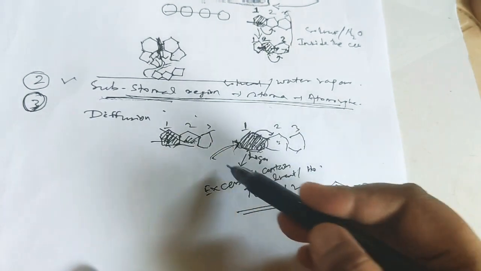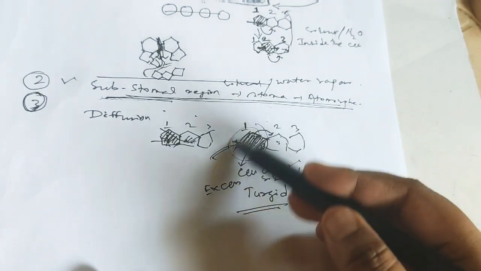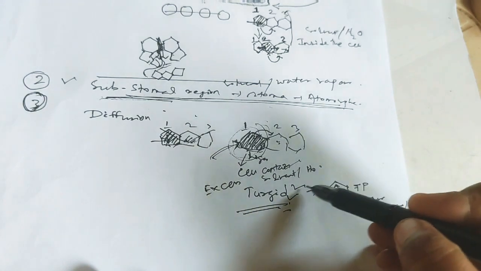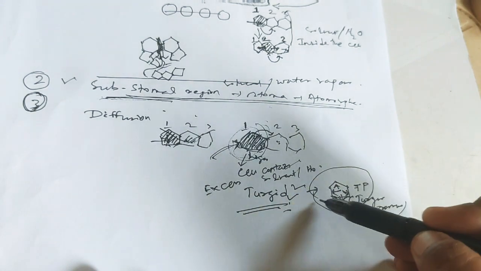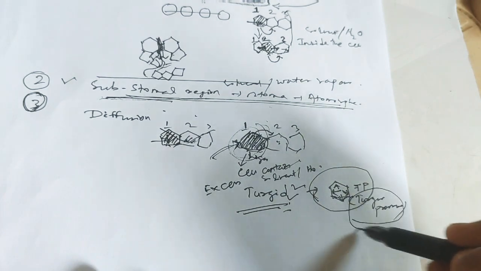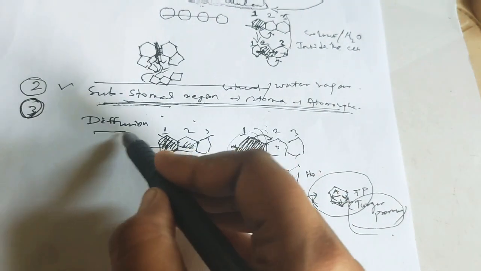With the excess amount of solvent in the cell, it becomes turgid. Due to turgidity, it exerts pressure. It produces the turgor pressure inside the cells. Clear? That is in case of diffusion.